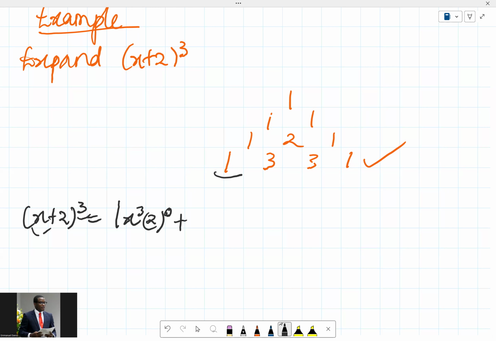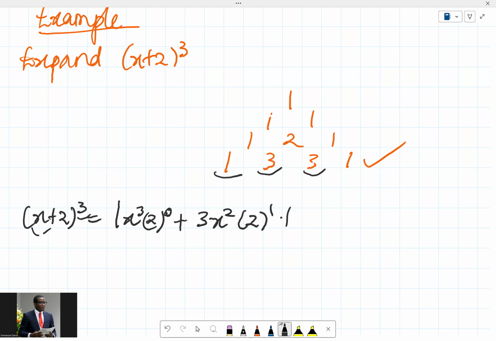So the next coefficient is 3, then carry the x. The power 3 now becomes 2 in this place, and 2 itself carries power 1. Because at any point in time, if you add the two powers, it must give you the highest power 3. So 3 plus 0 is 3, 2 plus 1 is 3.